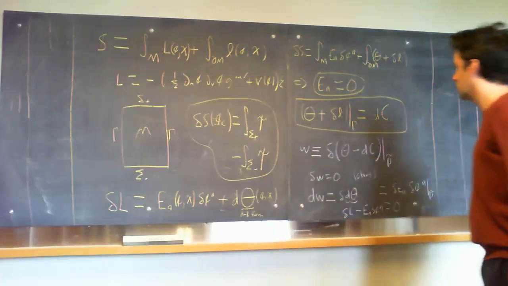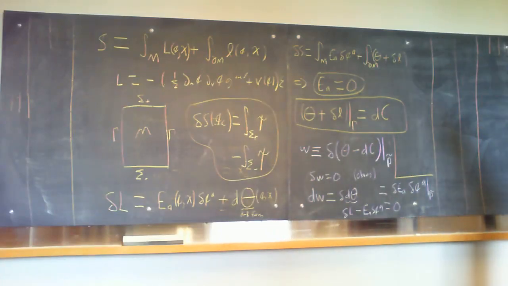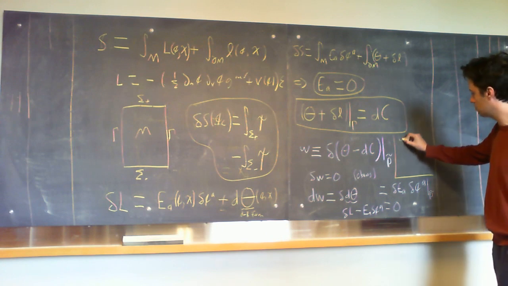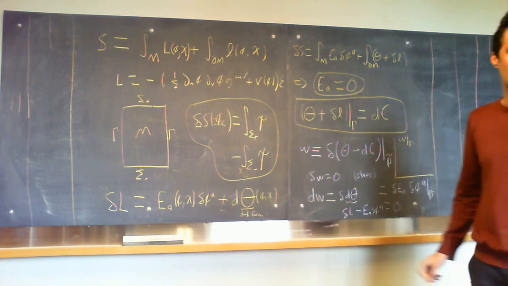Finally, and then I'm going to erase everything, so I want to fit it in here. This tiny board is hurting me. Finally, I want to say that the pullback of omega to the spatial boundary is 0.